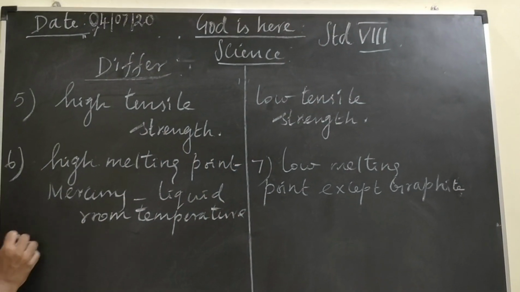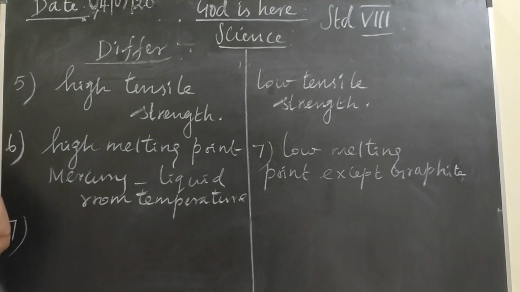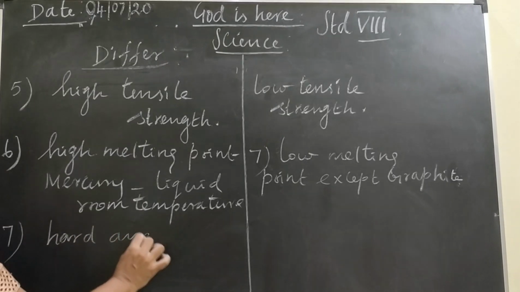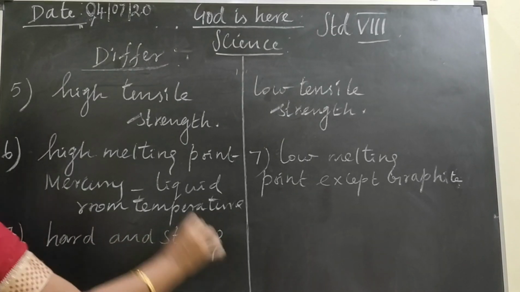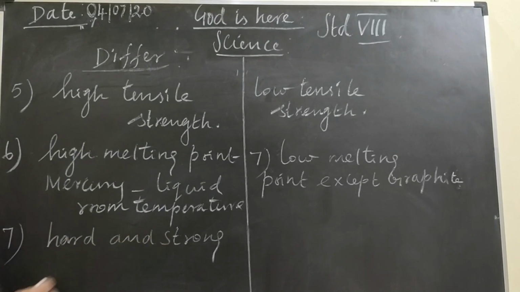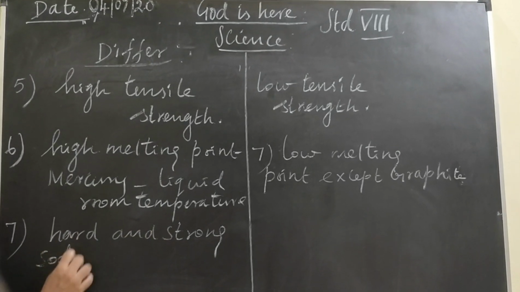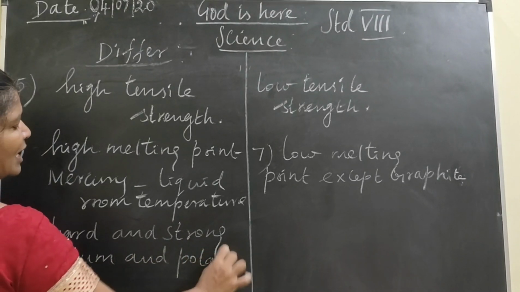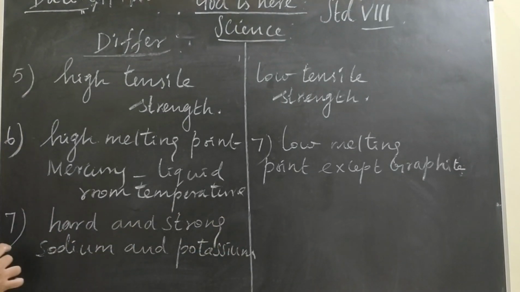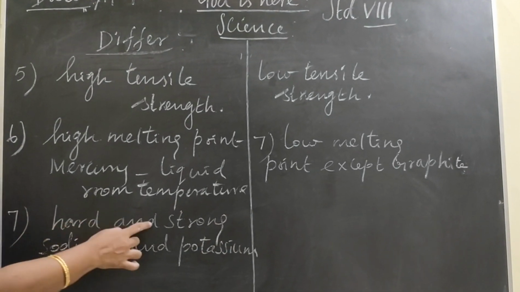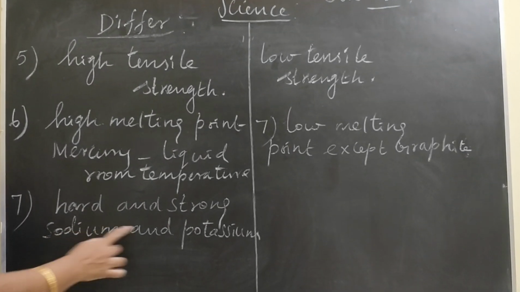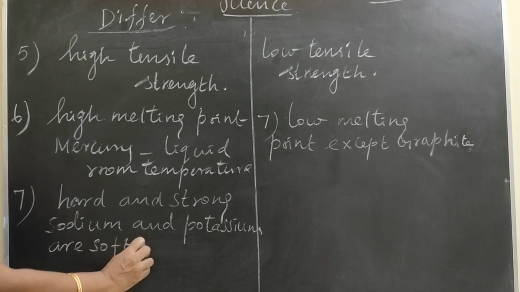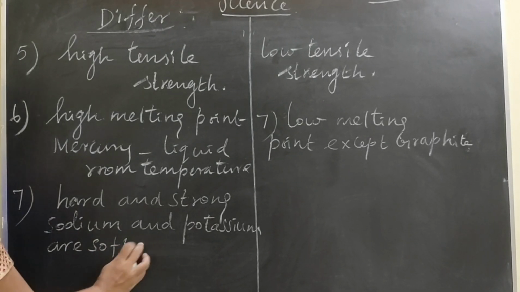Then seventh point. All metals are hard and strong. However, sodium and potassium are soft. And mercury is a liquid.